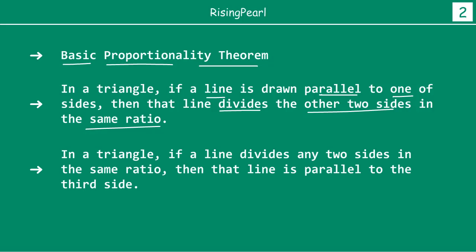And the last concept of theorem is, in a triangle, if a line divides any two sides in the same ratio, then that line is parallel to the third side. As you can see friends, second and third theorem, they are really converse of one another. And we saw the last one on webisode number 7.